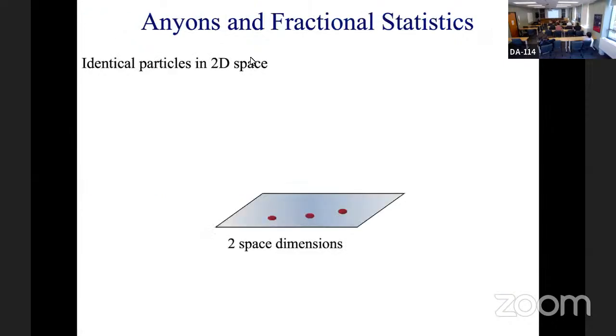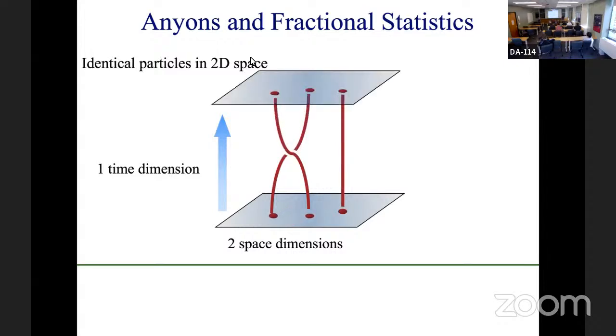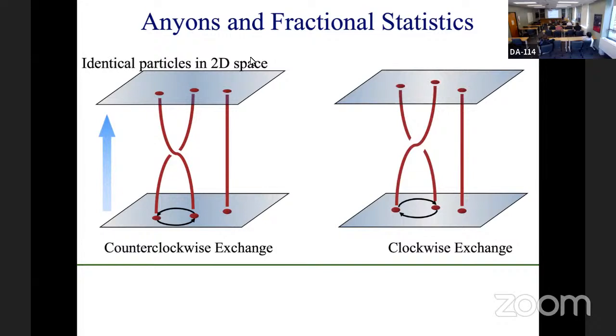Okay, so again, I'm sure you're familiar with the idea of anyons, but just for completeness, I'll briefly go through this. As you know, anyons are basically identical particles in two space dimensions. Why do we call them anyons? Imagine you have a two-dimensional space and you have time in the third dimension. If you move these particles around each other, their world lines trace out braids, and there's a difference between exchanging these particles clockwise and counterclockwise.